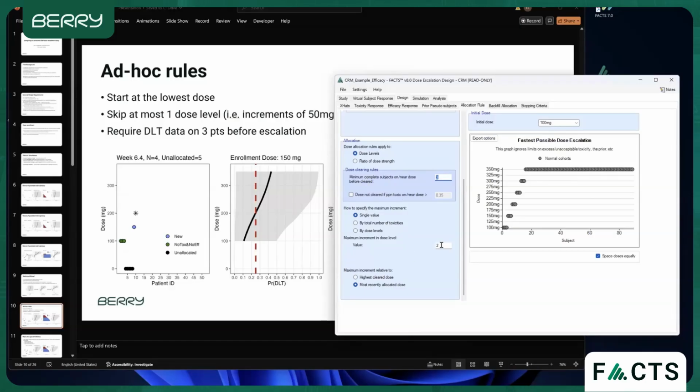And then here you can specify how you're going to increment, whether you're just going to increment by fixed steps, or you can also do it by ratio, so you can always increase by 50%. But in this case, it was very simple. I just specified a value of 2, meaning I always increase by 2 dose levels. So it's the sort of 0, 1, and 2. So jump over 1 of the dose levels.